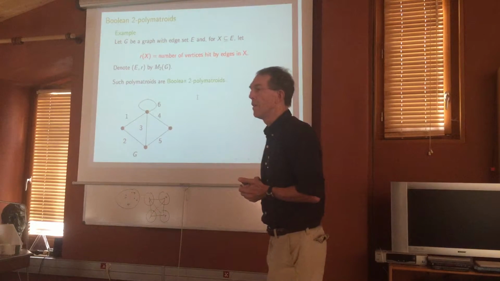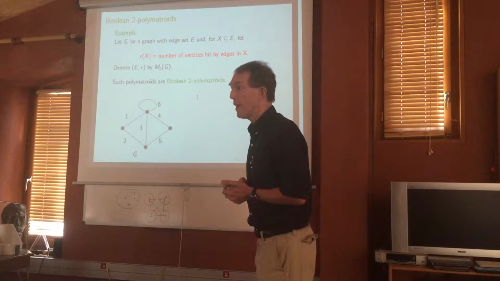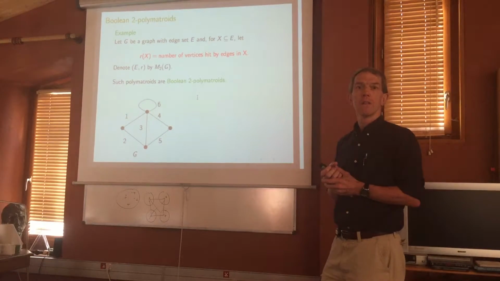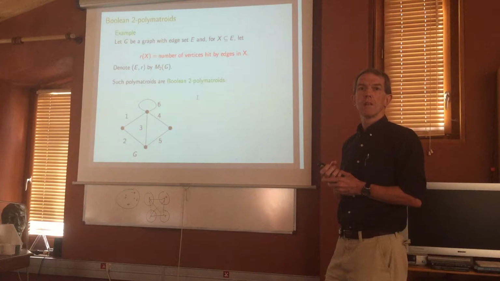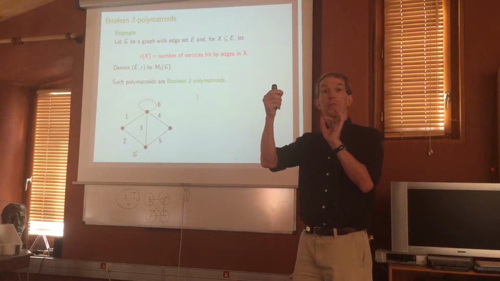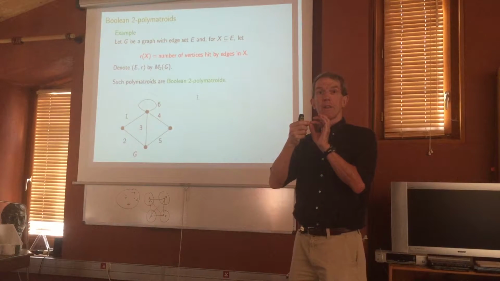I was going to say, so loops have rank 1. Loops have rank 1, yes. And so here's an example. Can you tell the difference between a loop and a pendant edge? Yeah, a pendant edge hits two vertices, the loop hits one. Right.